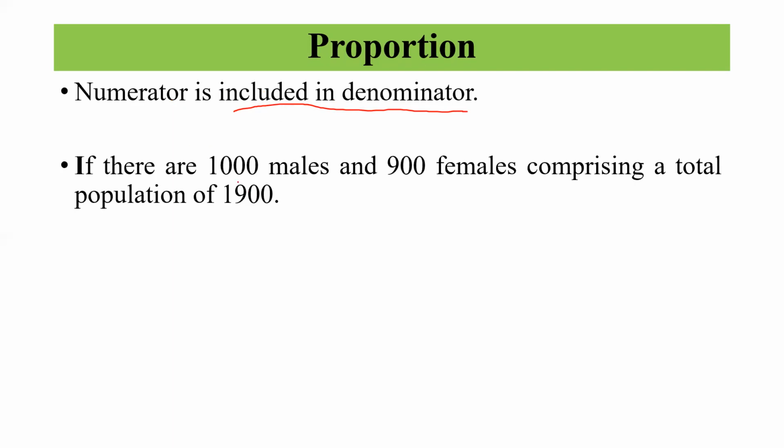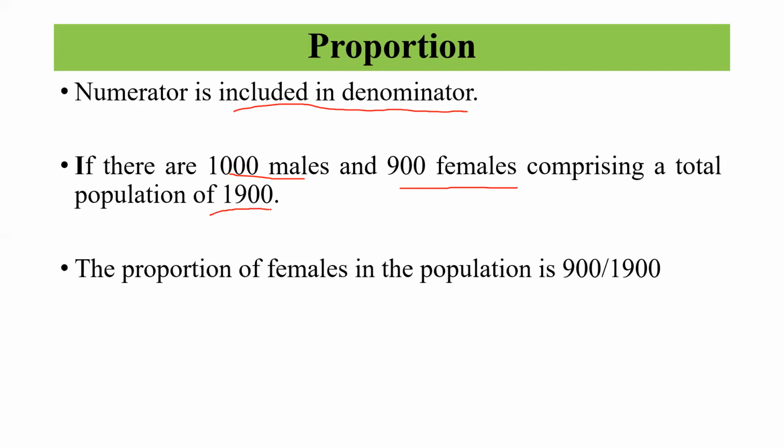If there are 1000 males and 900 females comprising a total population of 1900, how will we calculate the proportion? That is important. Here the proportion of females in the population is 900 divided by 1900. This is the total population, and this is the female population. So we can say the numerator is part of the denominator.